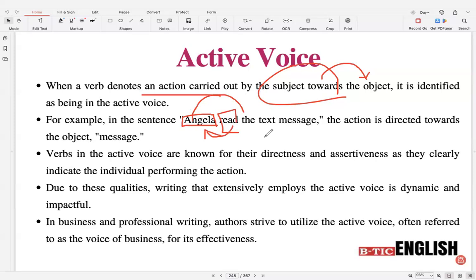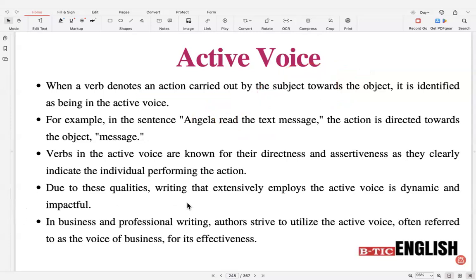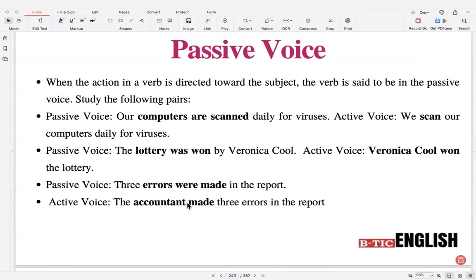If you have not understood yet, don't worry. When I compare passive voice and active voice, you will understand it clearly. Verbs in the active voice are known for their directness and assertiveness as they clearly indicate the individual performing the action. Due to these qualities, writing that extensively employs the active voice is dynamic and impactful. In business and professional writing, authors strive to utilize the active voice, often referred to as the voice of a business for its effectiveness. Now, moving on to passive voice.